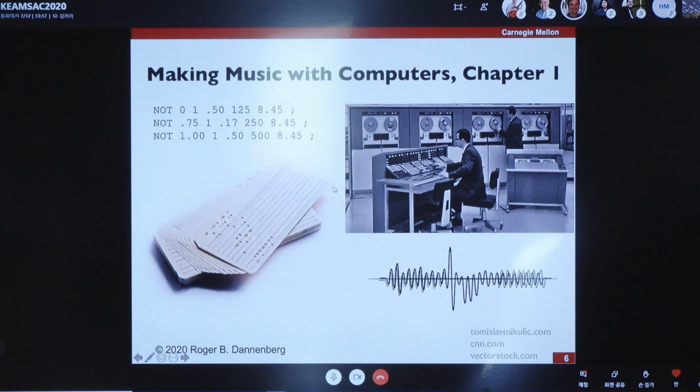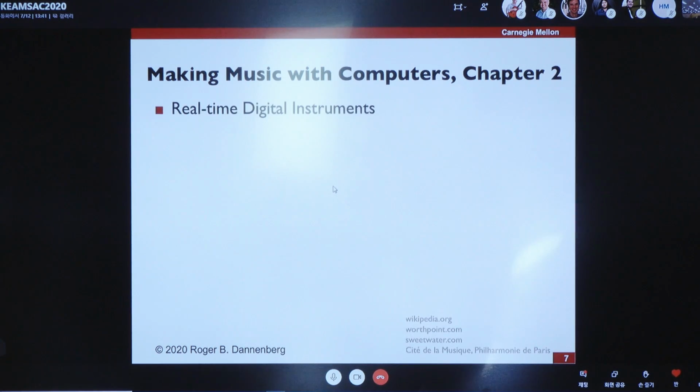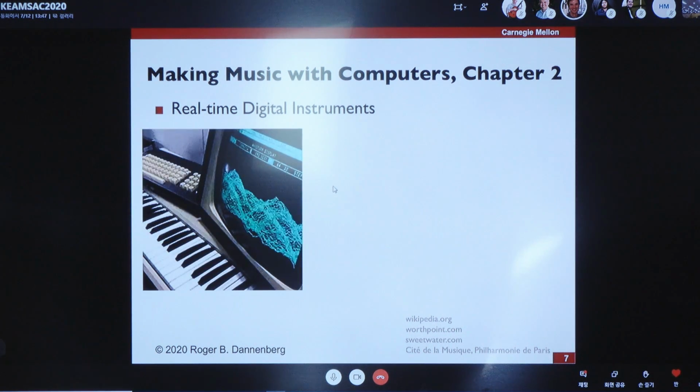So if the very first computers enabled us to work with sounds and with scores, the thing that was left out was performance. And so as soon as computers got fast enough, we moved to the real-time digital instruments. And in the early days, and now we're talking about roughly the 1970s, there were some very expensive commercial products. There were some even more expensive, very custom research systems like the Alice digital synthesizer from Bell Labs.